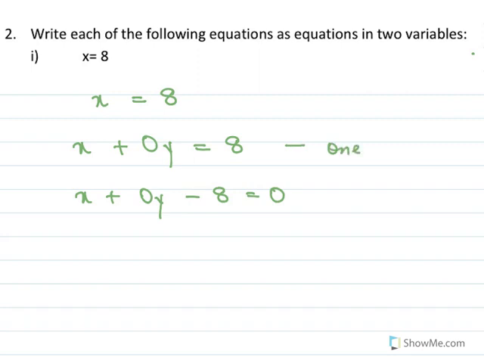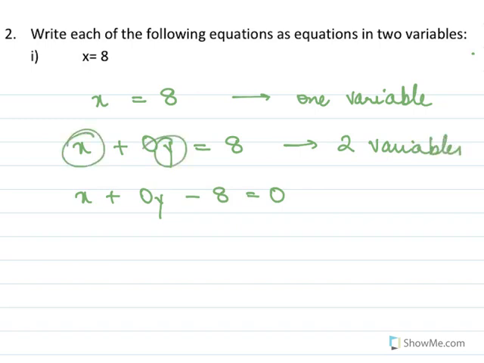So this was in 1 variable. No, this was not 1, this was 2 variables already. So this was 1 variable. And this was 2 variables, because there was an x and there is a y.